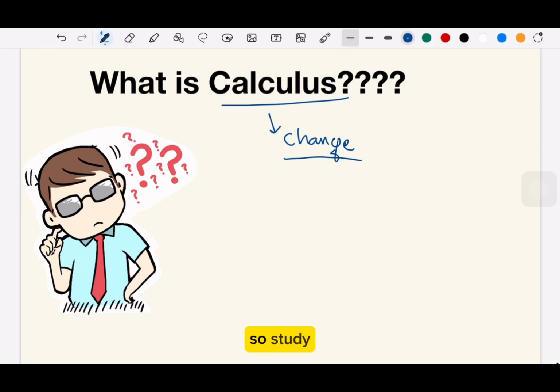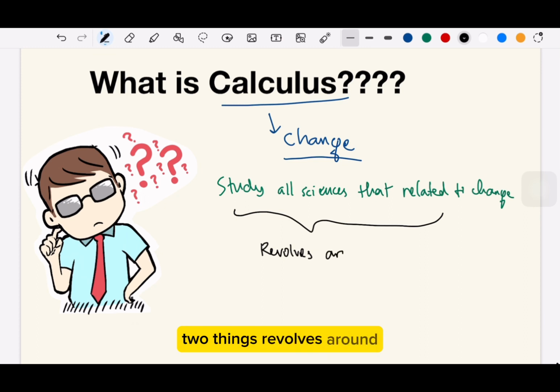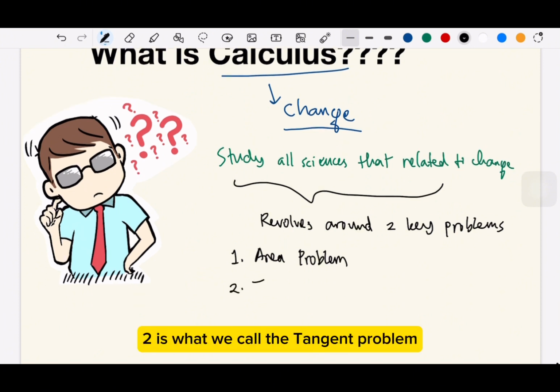I want to make it more simple. Calculus is the study of all sciences related to change, and it revolves around two key problems. The first is the area problem. The second is what we call the tangent problem, which is related to kinematics later on.